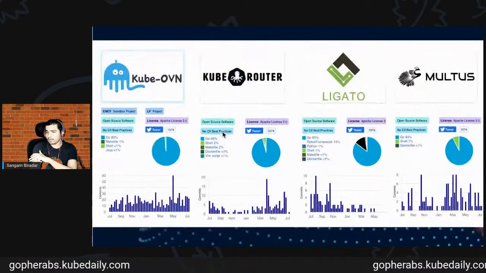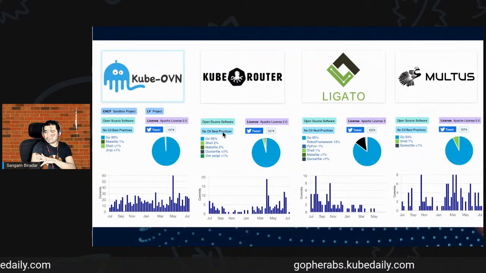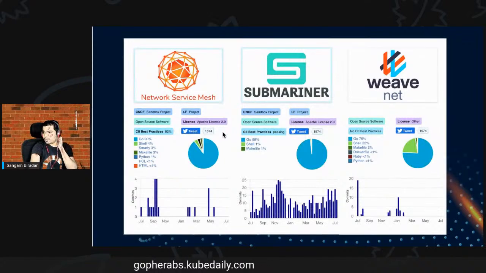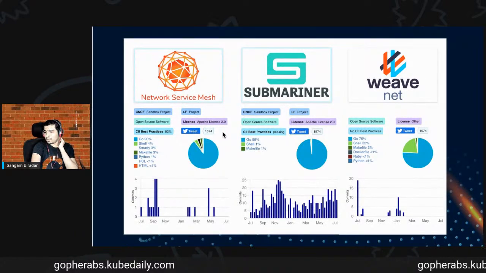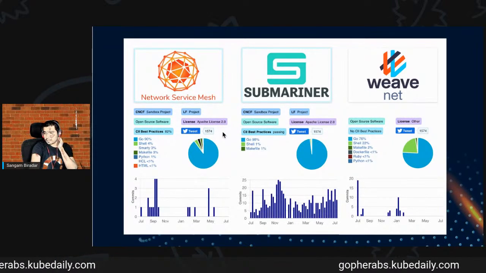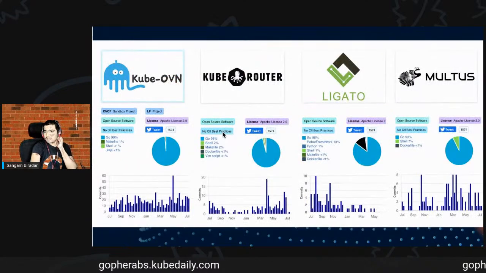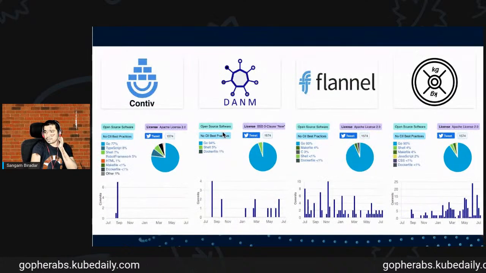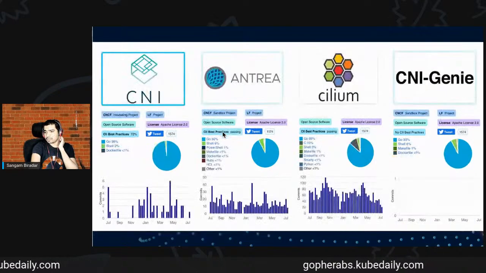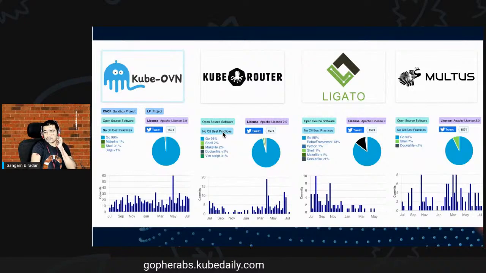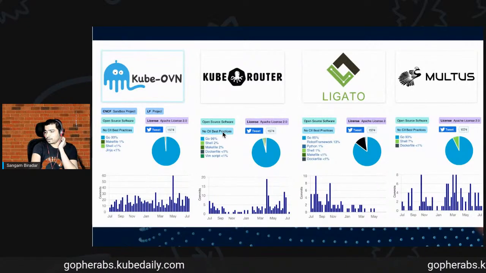Check out Flannel, and you can check out other projects. Kube-router is a good project, and Weave Net is good, and Submariner is also good. So I would say Weave, Submariner, Kube-router, and Flannel are good to start with or to learn about cloud native networking.